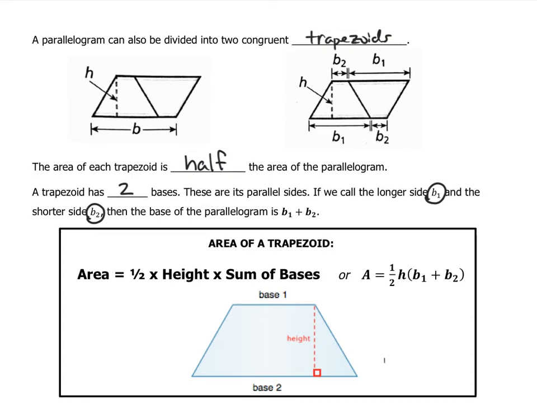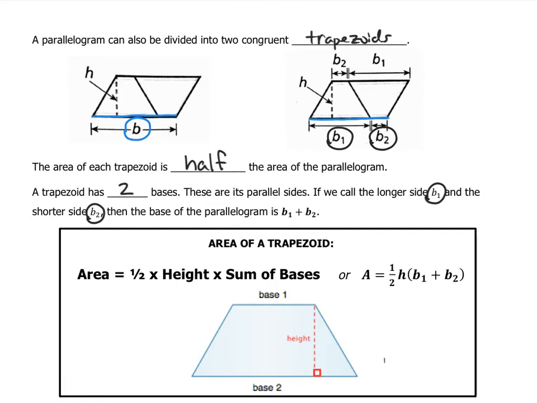And now if you look at this figure on the right here, you'll see that if I add base 1 plus base 2, I get the original base of the parallelogram. So adding base 1 and base 2 gives me what the original base of the parallelogram would be.